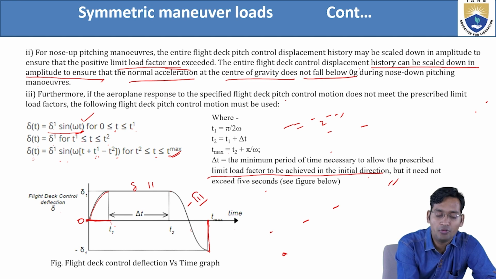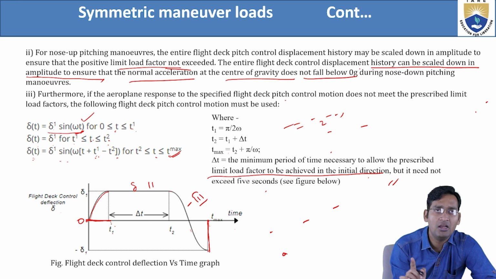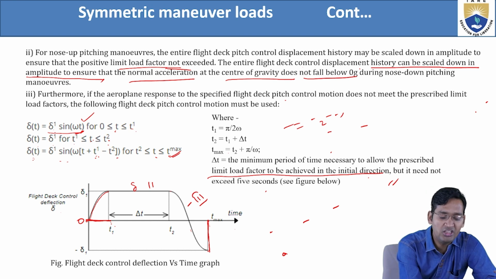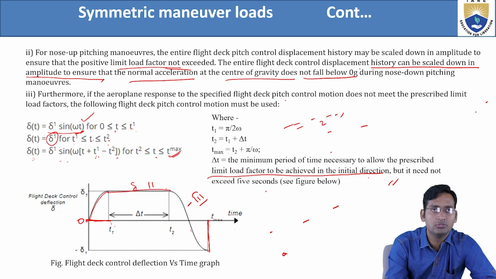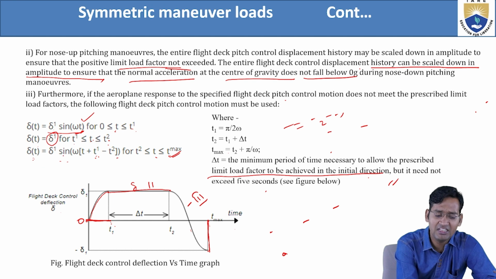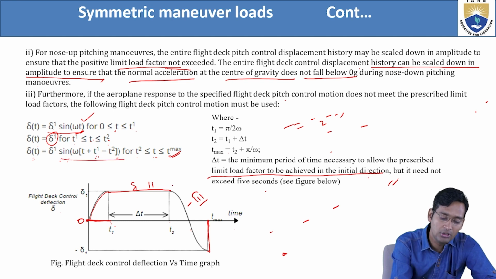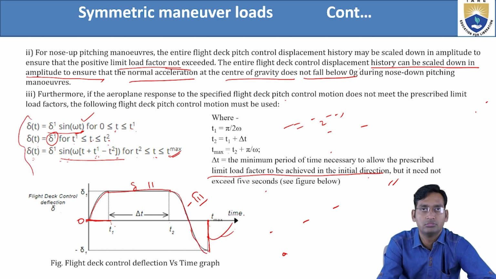Now delta T from T1 to T2, that is, T greater than or equal to T1 and less than or equal to T2. In between, only delta 1 is there, meaning that it is constant. So from T1 to T2, delta 1 is constant. The next is delta T equals delta 1 sine omega into (T plus T1 minus T2). This value lies from T2 to T max. So T2 is here, T max is here. Again the sine is there, meaning that will be the curve. So finally, from these three equations, this curve can be drawn.